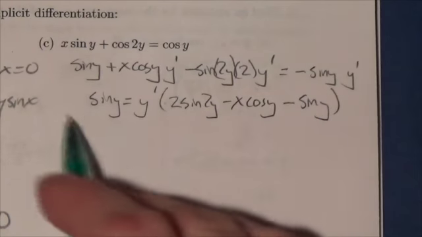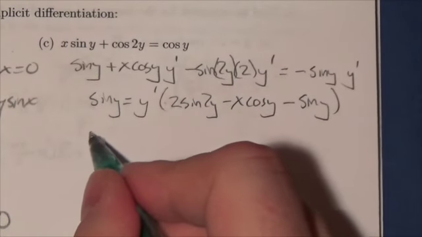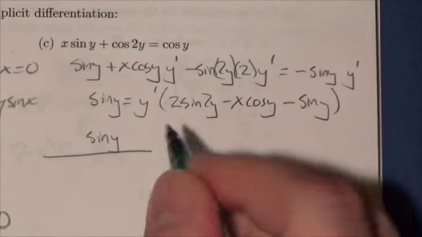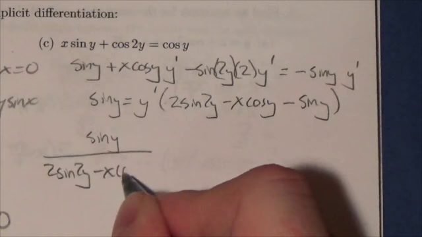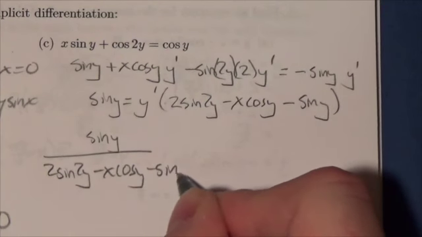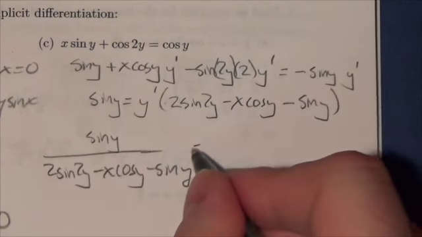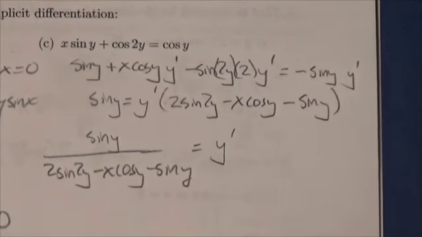And now if I divide that all into this expression here, I will get the sine of y all over 2 sine 2y minus x cos y minus the sine of y is equal to y prime.